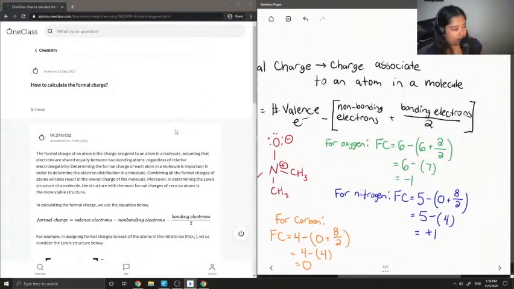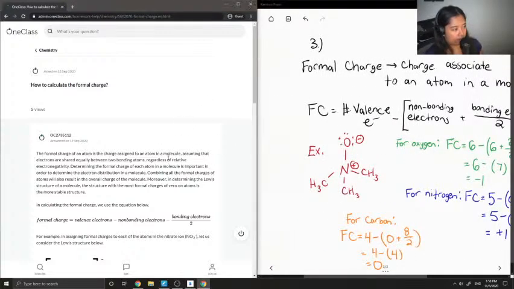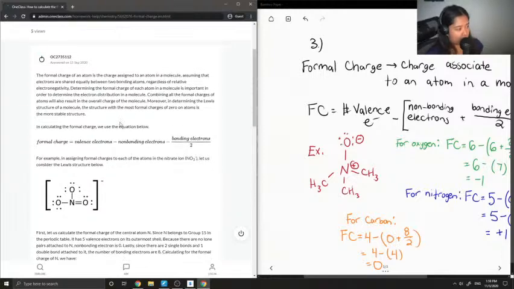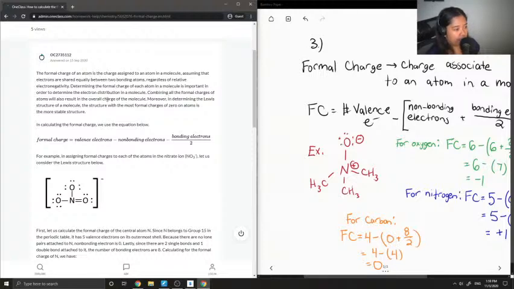So let's see the answer from our junior tutor. The formal charge of an atom is the charge assigned to an atom in a molecule, assuming that electrons are shared equally between two bonding atoms, regardless of relative electronegativity. So determining the formal charge of each atom in a molecule is important in order to determine the electron distribution in a molecule. Combining all the formal charges of atoms will also result in the overall charge of the molecule. Moreover, in determining the Lewis structure of a molecule, the structure with the most formal charges of 0 on atoms is the more stable structure.